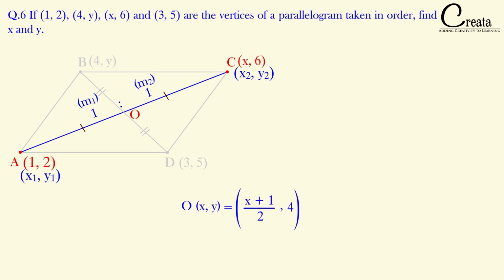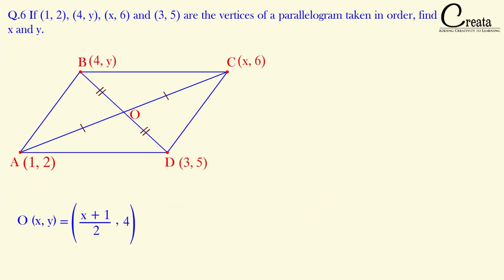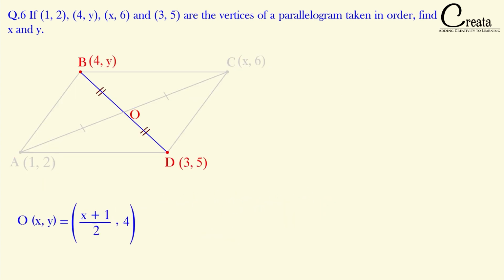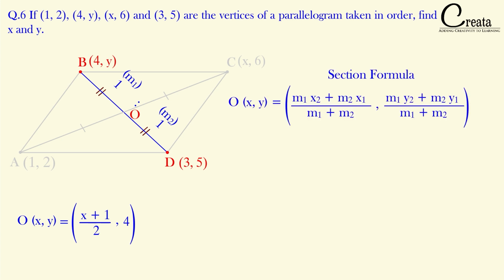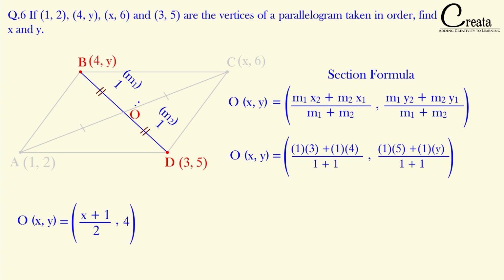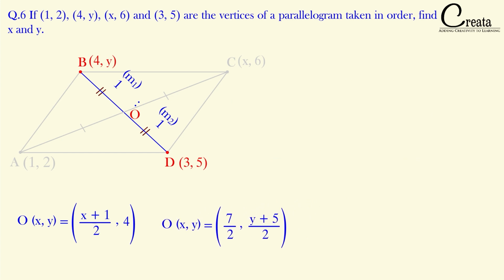Okay, got it. Now let's move further to the next diagonal, that is the diagonal BD. Same fundamental we will apply. Here the point O is the midpoint of BD, that is m1 is to m2 will be equal to 1:1, that is, m1 is equal to 1 and m2 is also equal to 1. Let's apply the section formula. We got the x coordinate of point O as 7/2 and we got the y coordinate of point O as (y + 5)/2.